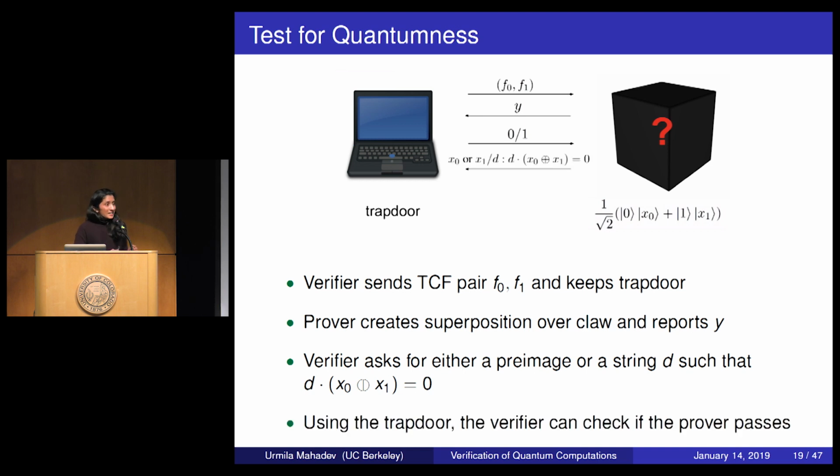Now, the last step is that using the trapdoor, the verifier can extract x0 and x1, the 2 pre-images of Y, and he can check that the prover is actually passing the test. So he can look at this string D and check that it satisfies this linear equation with respect to the 2 pre-images of Y. So far what I've done is I've told you that this protocol is verifiable and it's very easy for a quantum machine. But I wanted it for verifiable quantum supremacy, so I want to say that it's very hard for a classical machine to pass this test.